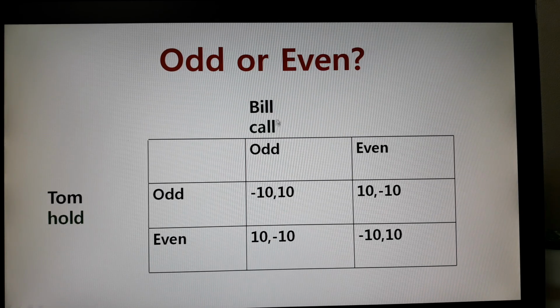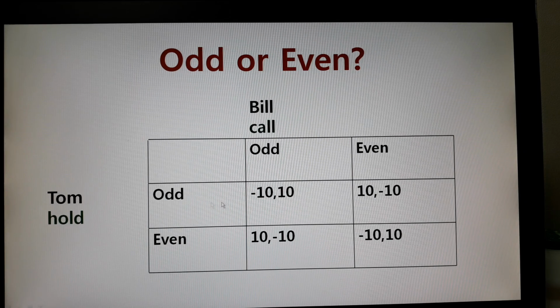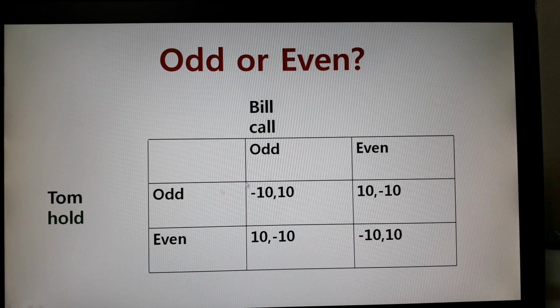If Bill is correct, so Tom is hiding whether he has an odd number of coins in his hand or an even number, if Bill gets it right, so when Tom holds an odd number of coins in his hand and Bill correctly calls it odd, Bill wins and gets 10, and Tom loses 10, so it's negative 10. Usually Tom gives 10 cents to Bill. Same here, if Tom chooses even and Bill correctly calls it, minus 10, 10.